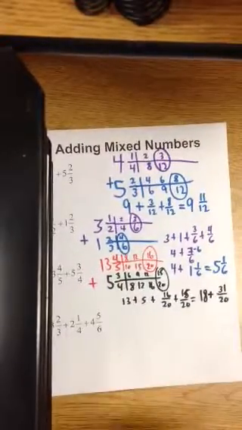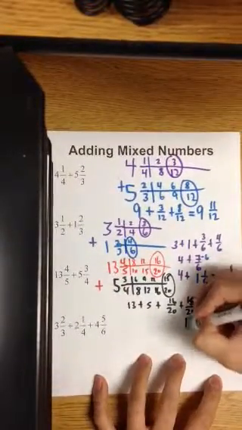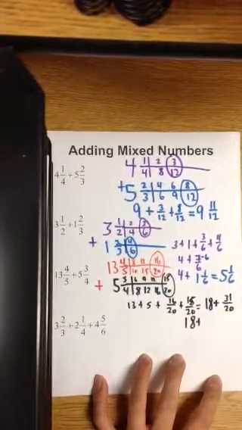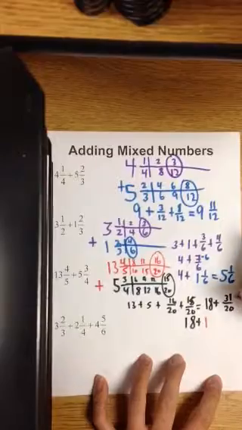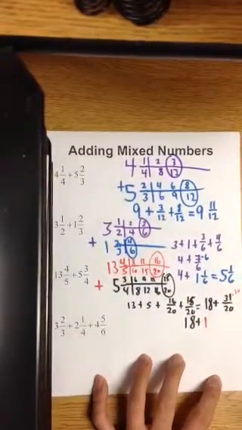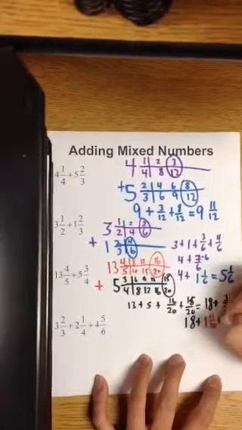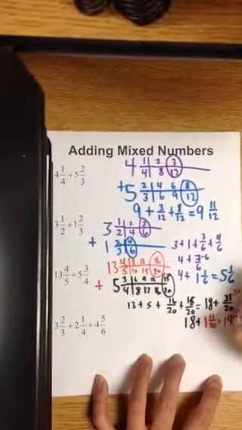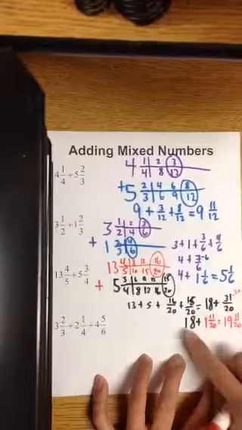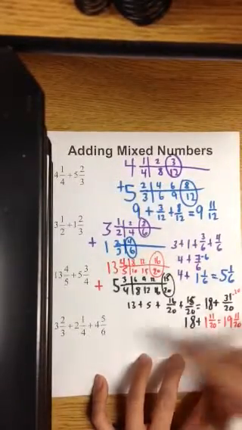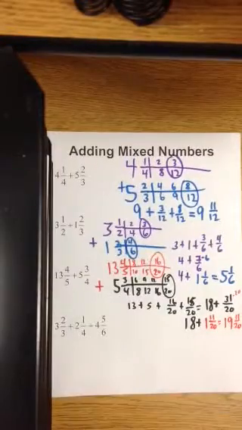You know what? It's okay. No problems. 18 plus, how many 20's go into 31? One time. If you take away 20 from that, your remainder or leftover is 11/20. So the answer must be 19 and 11/20, because 18 plus 1 is 19. So 19 and 11/20. And let's get to the most difficult one of all.